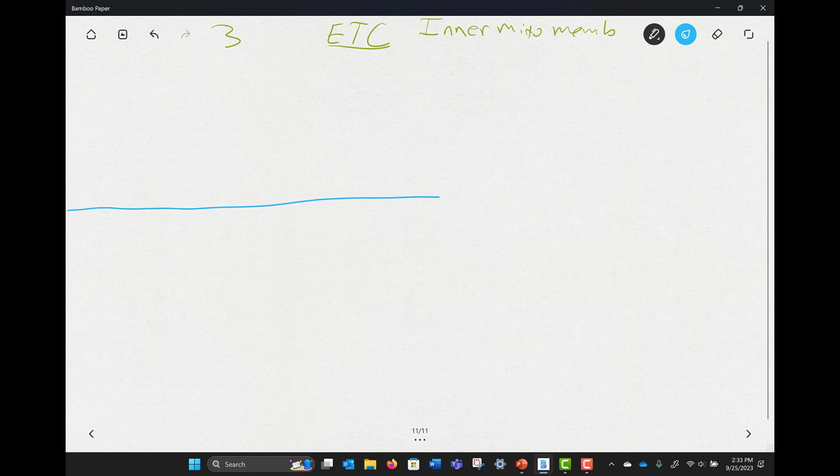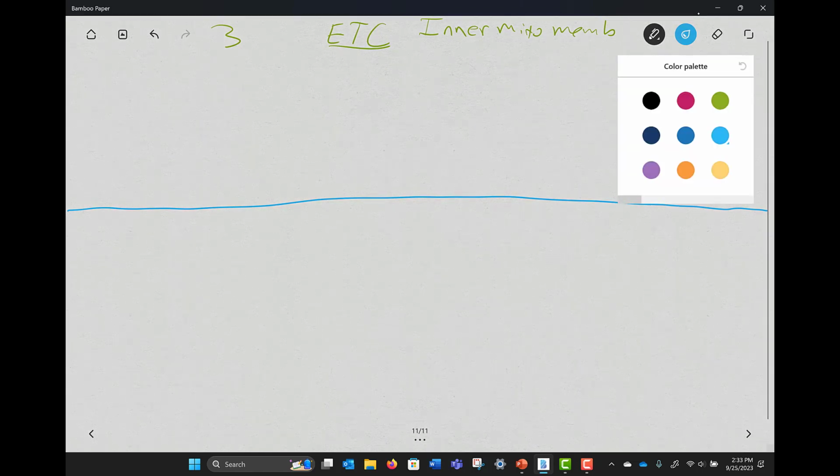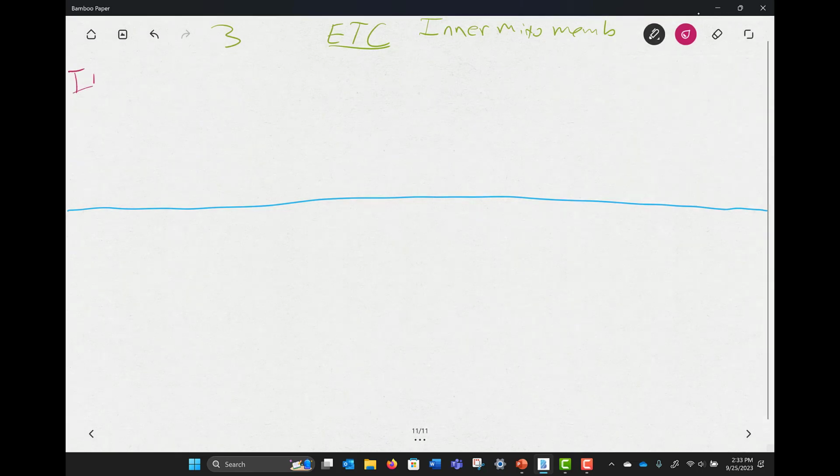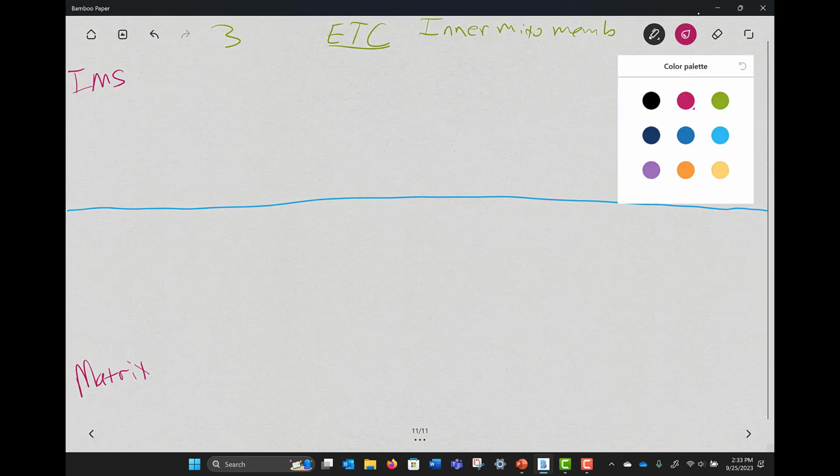So first thing I'm going to draw is a blue line that represents the inner mitochondrial membrane. Now, above the inner mitochondrial membrane is going to be the intermembrane space. Below the inner membrane is the mitochondrial matrix. Intermembrane space up top, mitochondrial matrix down below. Blue line is the inner membrane, that one that's folded up a lot.